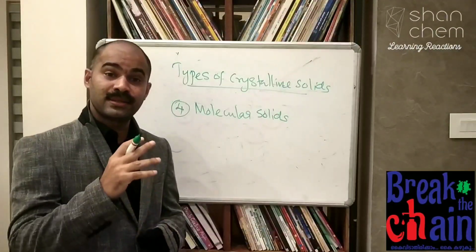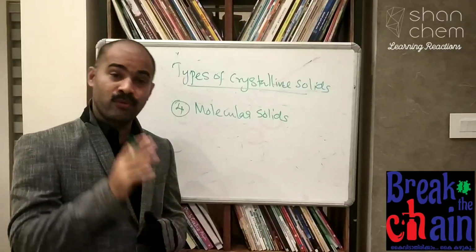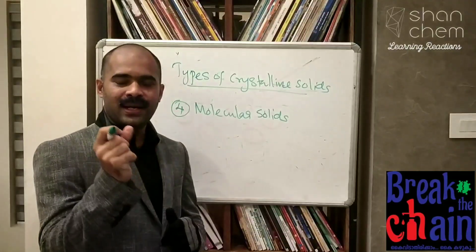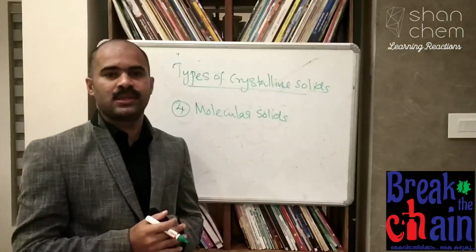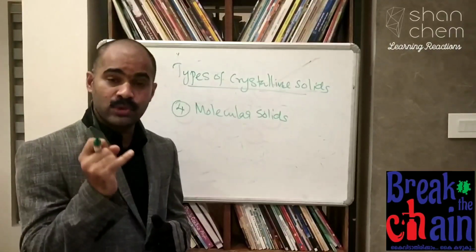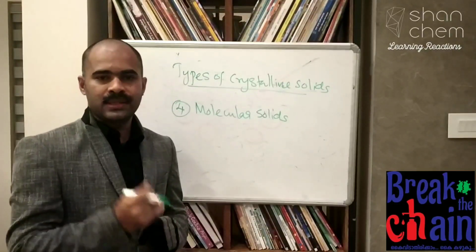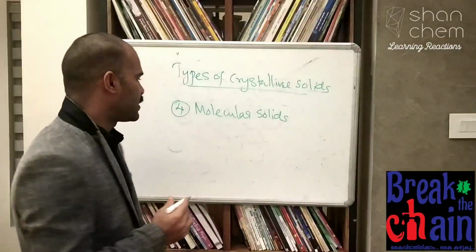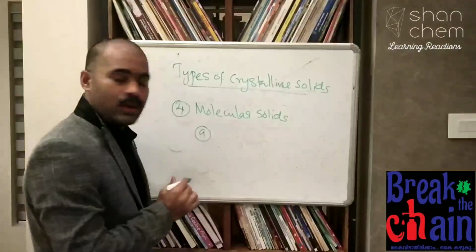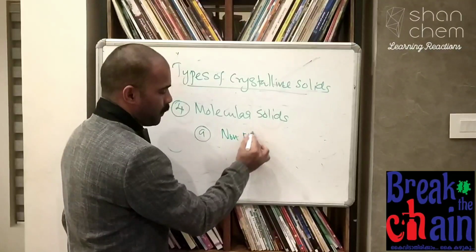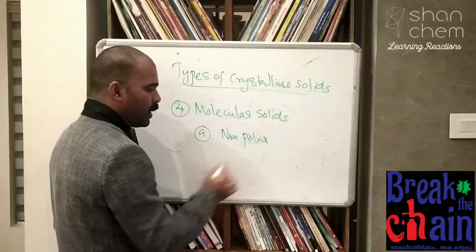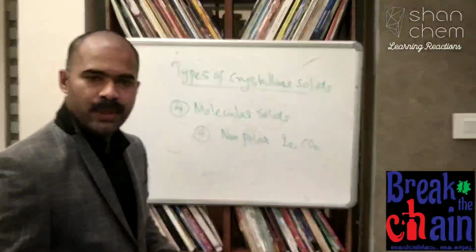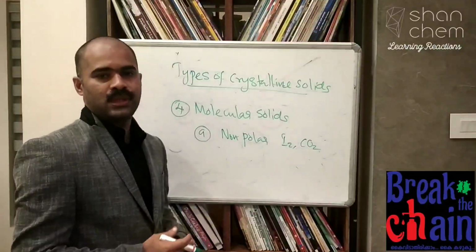Among the molecules, there are different types of force. We all know that in states of matter we have studied intermolecular forces. The first one is the van der Waals force, that is the London force. In some molecules, the force will be the London force. Such molecular crystals are called non-polar molecular solids. The examples are I2, CO2, etc. The intermolecular force will be the London force, the dispersion force.